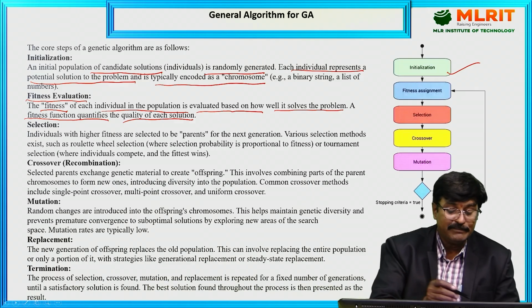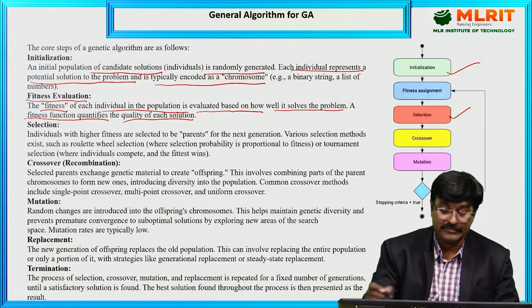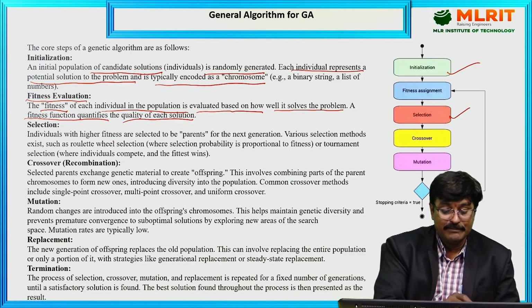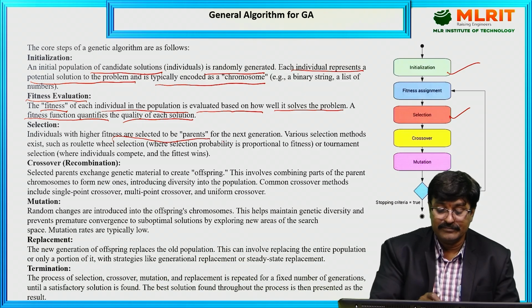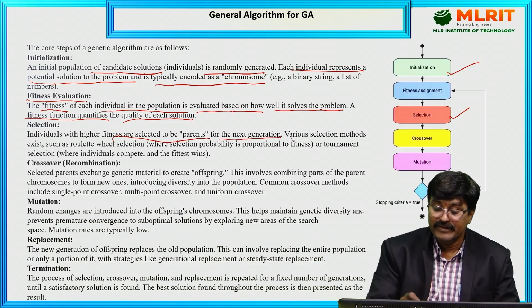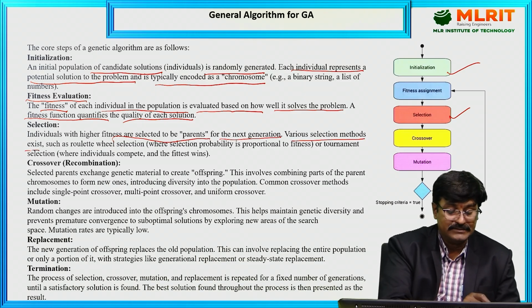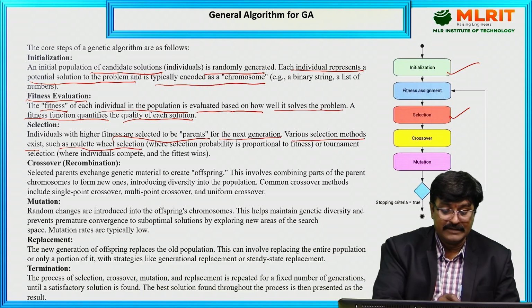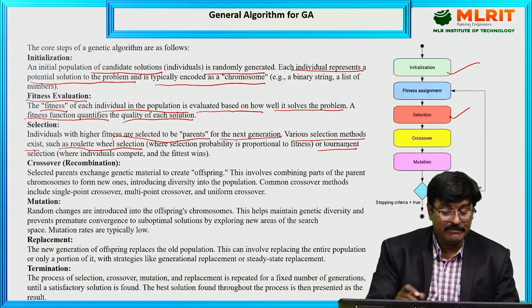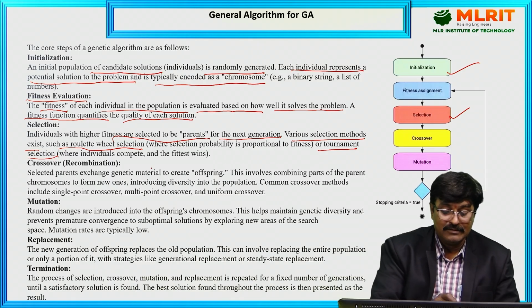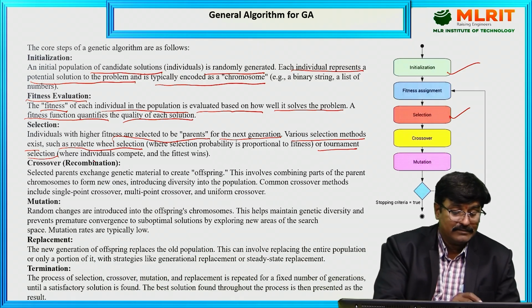Then based on the fitness function, the selection process goes on. Individuals with higher fitness are selected to be parents for the next generation. Various selection methods exist, such as roulette wheel selection, which is one of the selection methods, or the tournament method. Like this, you can select any one of the methods. The selection process is based on the fitness function.